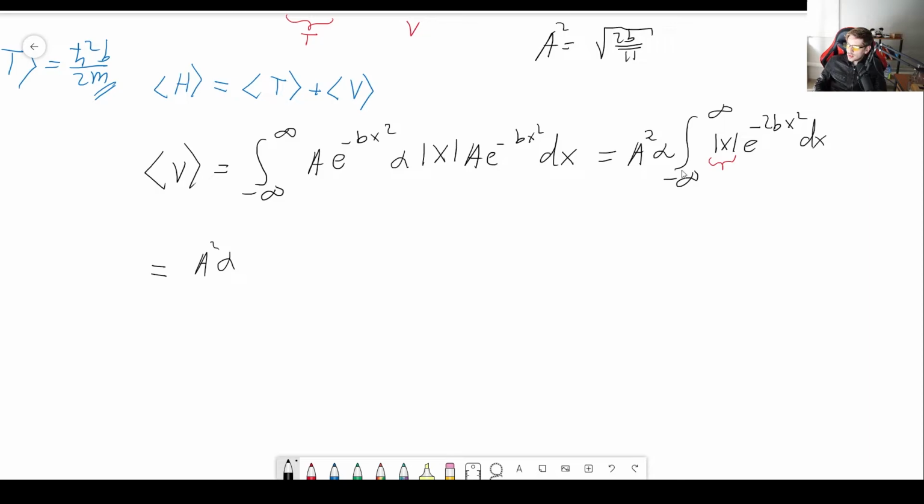we say, well, we know this thing is even, so the integral from minus infinity to infinity is going to be the same as 2 times the integral from 0 to infinity of x e to the minus 2bx squared dx. And of course, since now we are only in the positive regime, we don't really need the absolute value sign, right? It's the same as simply x.